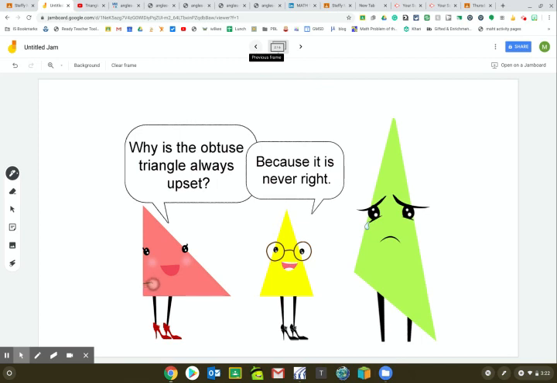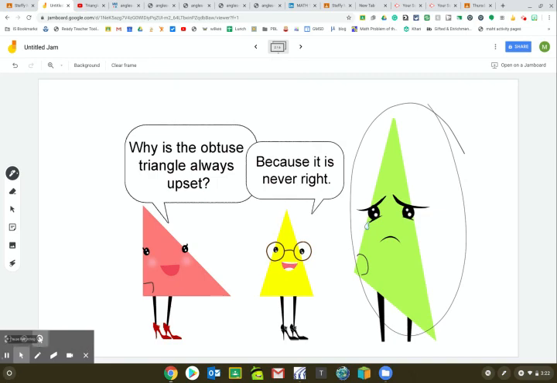In this case, the little red guy is a right triangle. His joke is about the obtuse guy and the fact that he's never right. Obtuse angles are never right, because if you always have an angle greater than 90 degrees, you're not going to have a right angle in a triangle. It's actually impossible. So that's today with classifying triangles, and tomorrow we're going to start working with quadrilaterals.